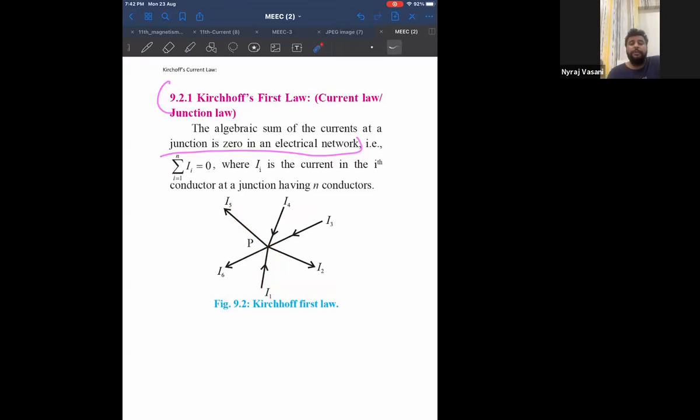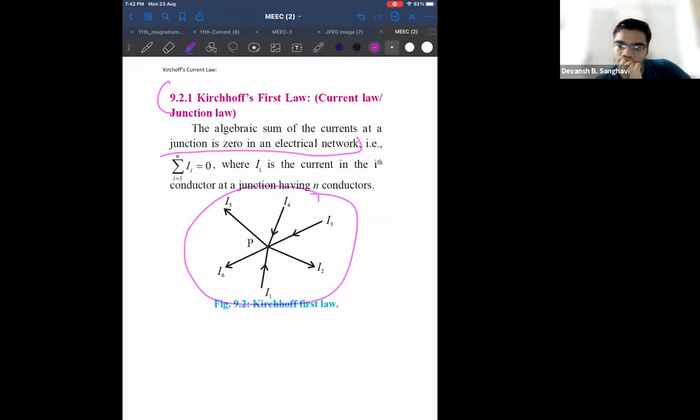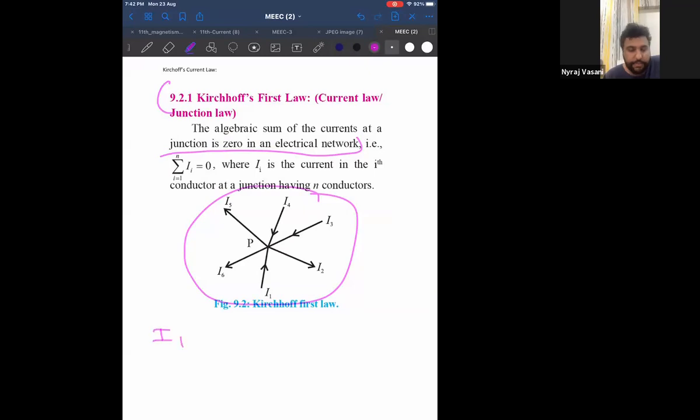negative. And what is Kirchhoff's first law? The algebraic sum of all the currents at a junction is 0. Now, if I want to write the algebraic sum of all the currents in a junction, starting with I1, will I1 be positive or negative? Positive. I1 will be positive because it is entering the junction. Now tell me, I2 positive or negative? Negative. Therefore, can I say I1 minus I2?